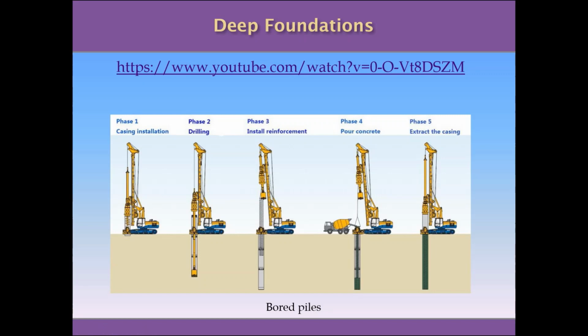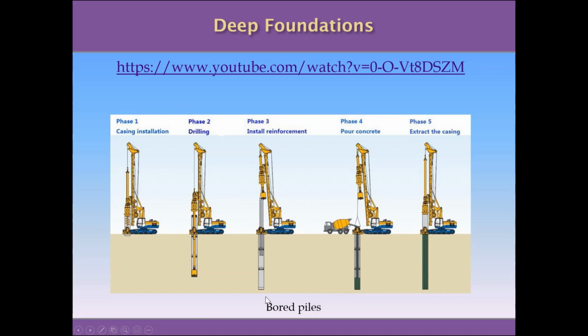The next type of foundation, the next classification, is the deep foundation. This is another thing we're going to study in this course. Basically, for deep foundations, we are going to study piles only, and two types of piles. The first type is called bore piles. Bore piles are called this way because you need to bore first to install the piles, and you have here five different phases in the installation of the bore pile. You have to install first in the ground a casing. After that, you have to drill to create the hole.